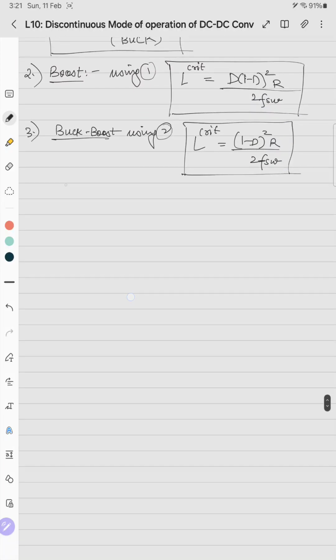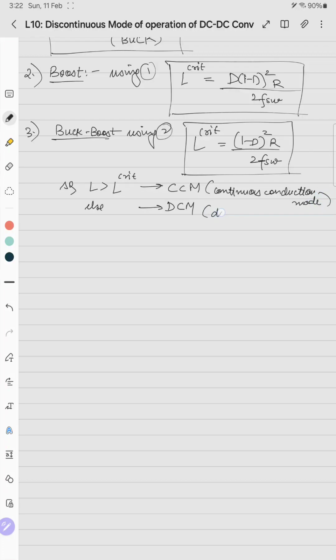So L has to be greater than L critical for continuous conduction mode, else you will get discontinuous conduction mode. This is continuous conduction mode, and this is discontinuous. So L has to be greater than this value.